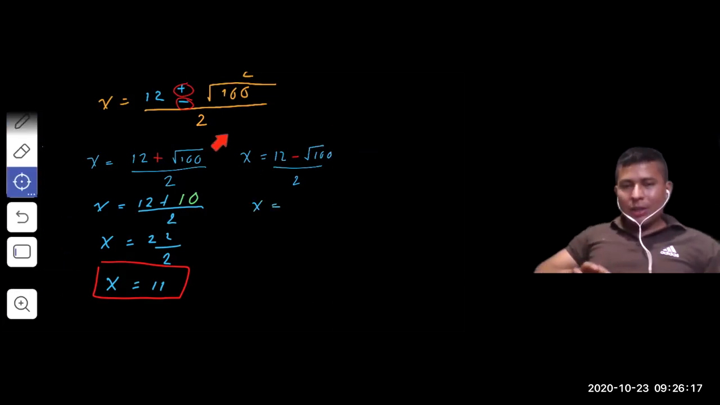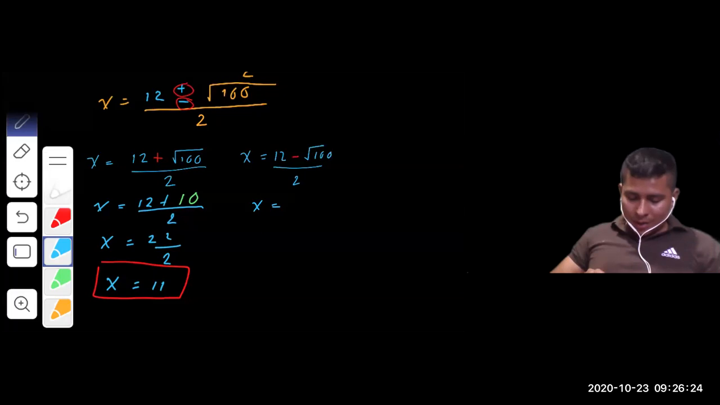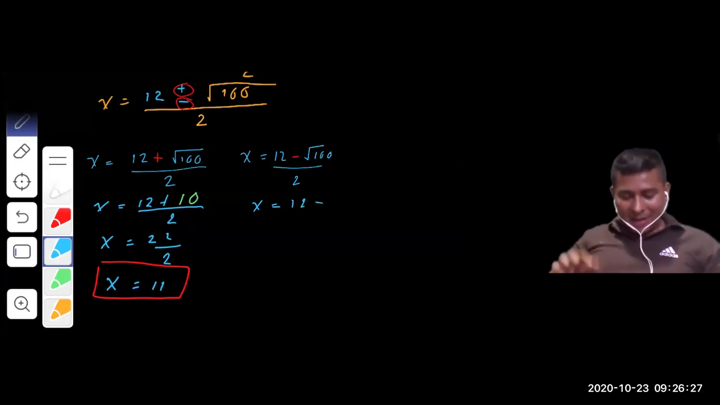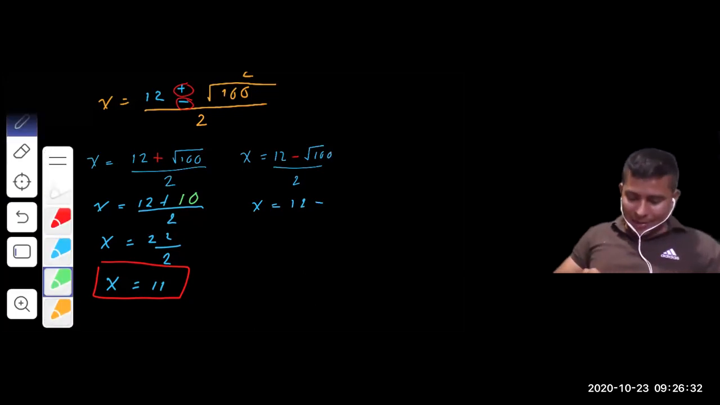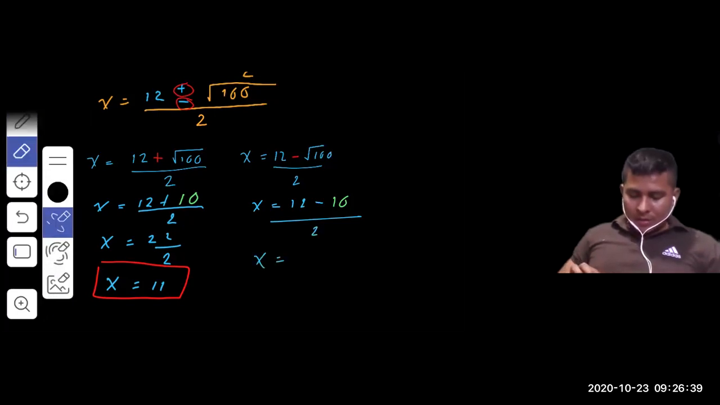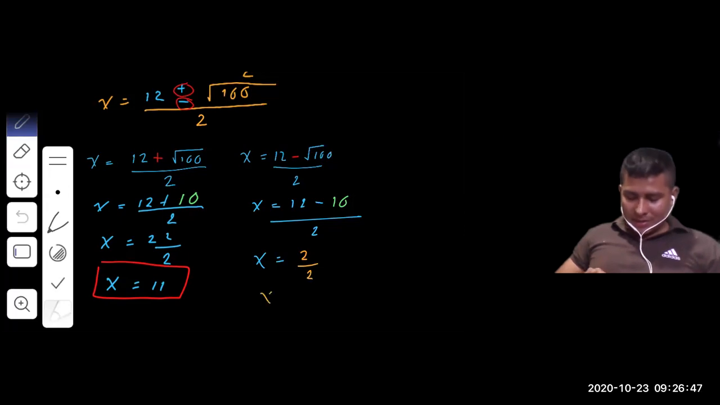No problem. Let's go to the second part. We split this into two equal parts. Let's simplify that again. 12 minus, this is the negative case. What is the square root of 100, guys? 10. Again, it's going to be 10. Over the 2, the same one. Let's simplify that: 12 minus 10 is 2. 2 over 2. And what is 2 over 2, guys? 1. Okay, this is the second solution.